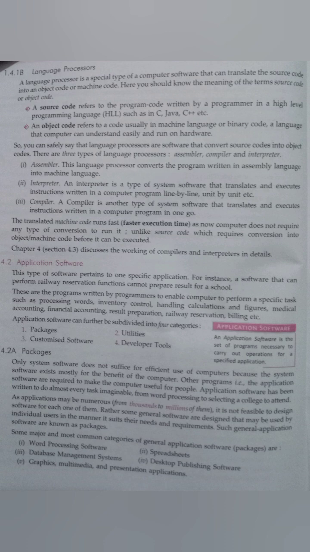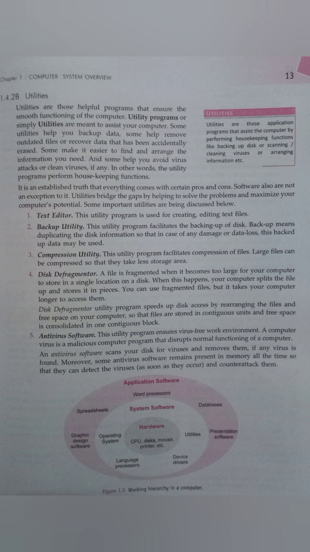Second type of software is application software, which can be further subdivided into four categories: packages, utilities, customized software, and the developer tools. Packages like word processing software like MS Word, spreadsheets, and database management system like MS Excel and MS Access, desktop publishing software and graphics multimedia presentation applications like MS PowerPoint and Paint.